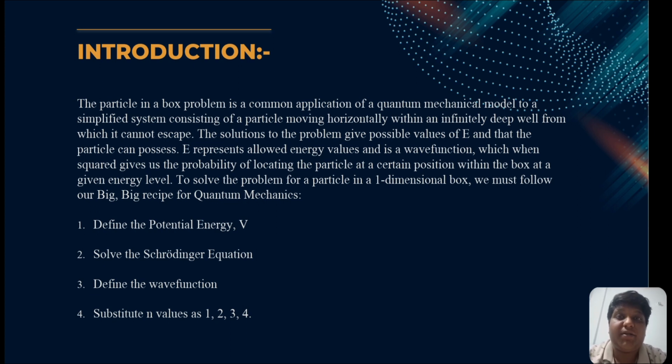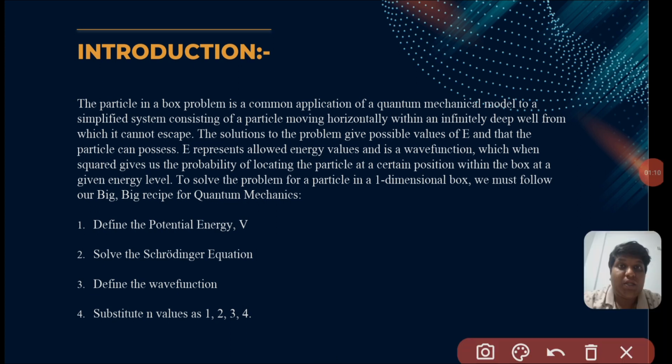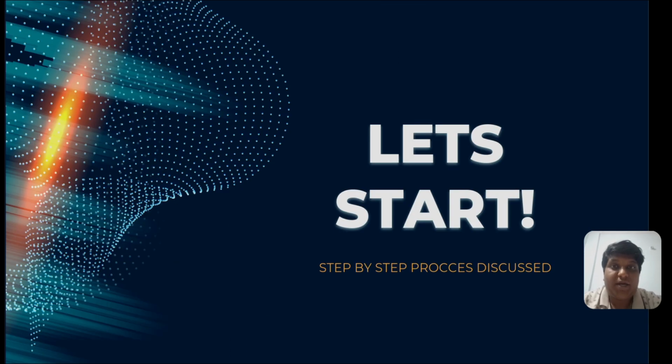I have divided this derivation into four parts for your understanding. The first part is defining the potential energy V. The second part is solving the Schrodinger's equation. The third part is defining the wave function. And the fourth part is substituting the n values as 1, 2, 3 and 4 in the final equation which we acquire after this derivation. Getting started with the derivation, here's the step-by-step process discussed below.